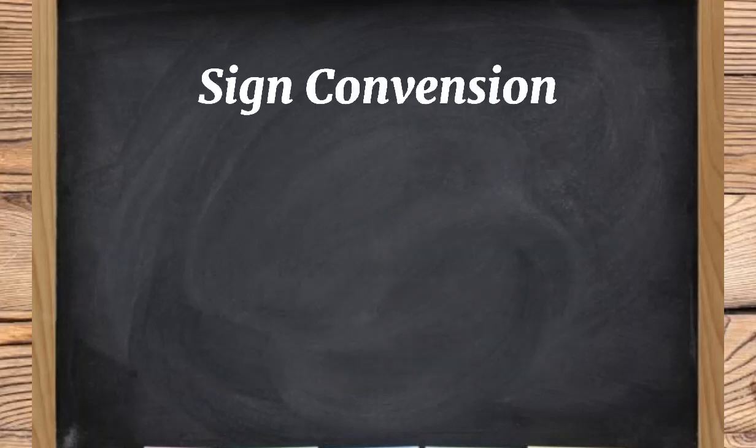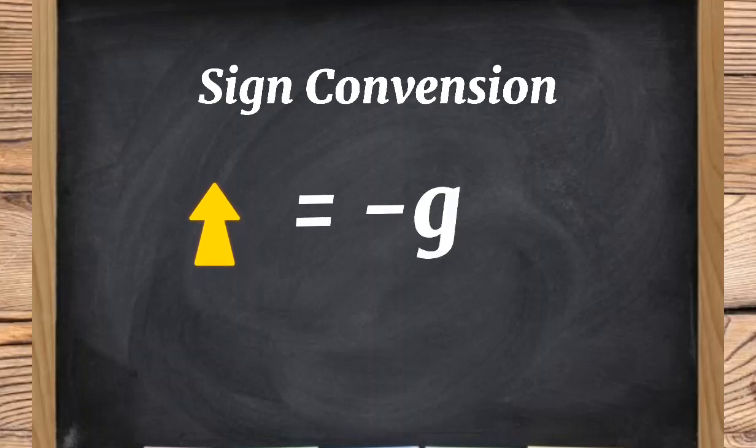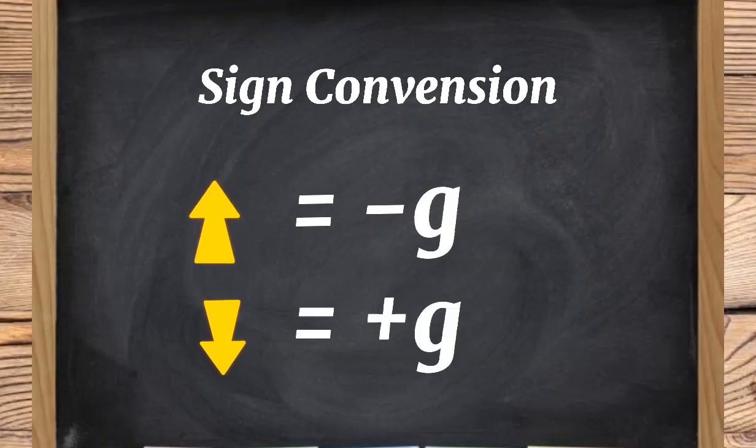We have two sign conventions in order to solve the problems under free-falling bodies. Upward motion is equal to negative gravity. Downward motion is equal to positive gravity.